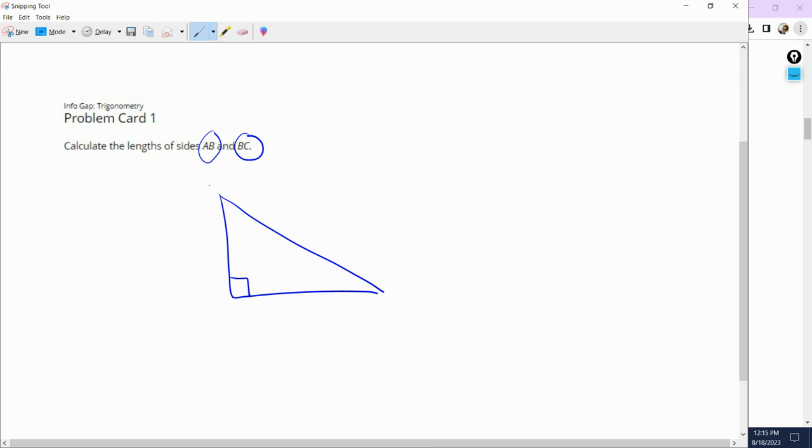So hold on, I'm going to fill it out, but I could fill it out like this. I could fill it out like this. This doesn't give me enough information. So with the infograph card, class, I want to ask you another question. Can you tell me which angle is the right angle so I know how to label my triangle?